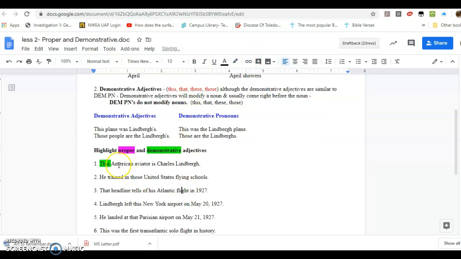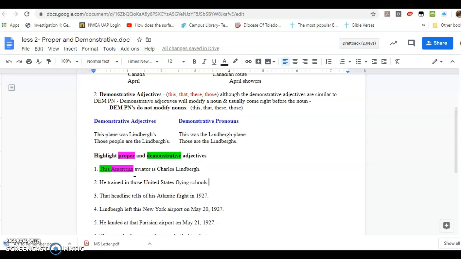Then, yes, proper adjectives will be capitalized. That does not mean every capitalized word is a proper adjective. American aviator. The word American is being used to describe the aviator. That makes it a proper adjective. Charles Lindbergh is just a proper noun. It's a specific person. So in this first sentence, these are the only 2 words that should be highlighted.